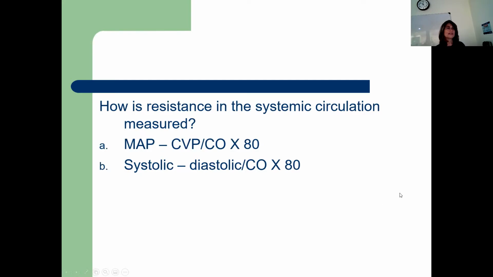How is resistance in the systemic circulation measured? This goes to Tiffany. Letter A, very good. The mean arterial pressure minus CVP, divide by cardiac output and multiply by 80.